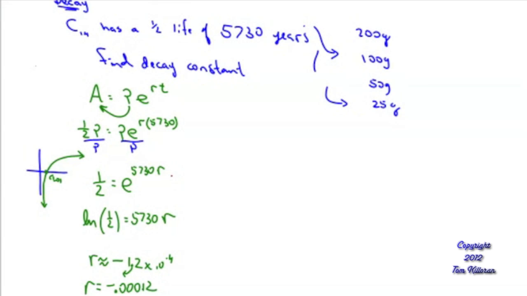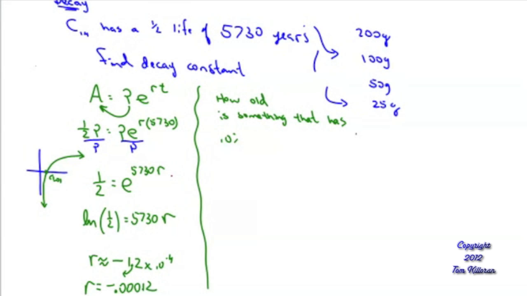All right, and then we can ask, how old is something that has 10% C14 left? In other words, it has 10% of what it should have in it to begin with, of a modern plant or a modern person or modern charcoal or whatever.